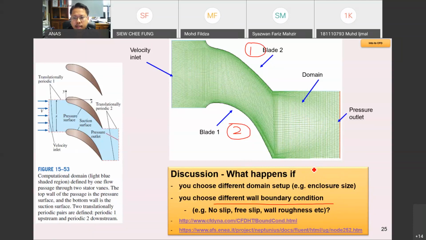The options are there, but you as a user need to be able to identify what are the most relevant options or characteristics or the domain that is suited for your applications. So if you just want to look at the pressure distribution between these two blades, you might not have to set up the whole domain for the blades. You can just look at the one region between here, and then you replicate the result for the whole domain.